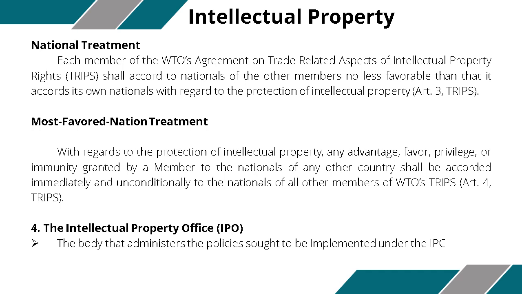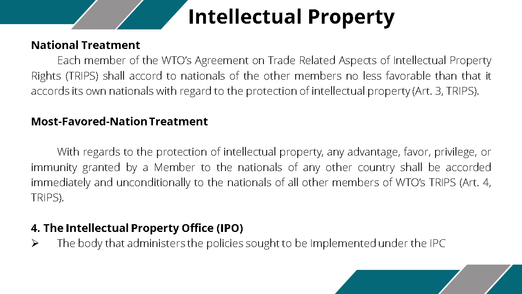Now, most favored nation treatment. What is that? With regards to the protection of intellectual property, any advantage, favor, privilege, or immunity granted by a member to the nationals of any other country shall be accorded immediately and unconditionally to the nationals of all other members of the World Trade Organization, TRIPS, that is found in Article 4 of the same law. So, if a country has reciprocal rights or reciprocal treatment from the nation or the country in which they are registering, they can have the most favored nation treatment.